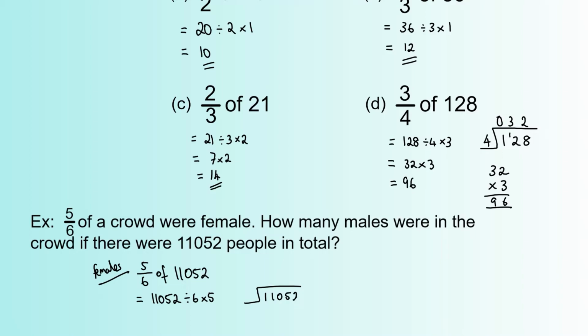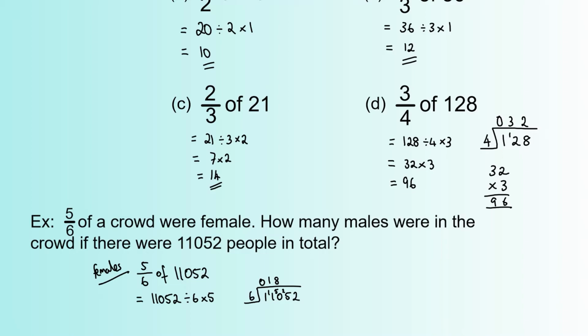11,052, give myself some nice space there, divided by 6. So how many 6s go into 1? Well, that would be 0, with the remainder of 1. How many 6s in 11? That would be 1, with the remainder of 5. How many 6s go into 50? Well, 6 8s are 48, so that gives us a remainder of 2.